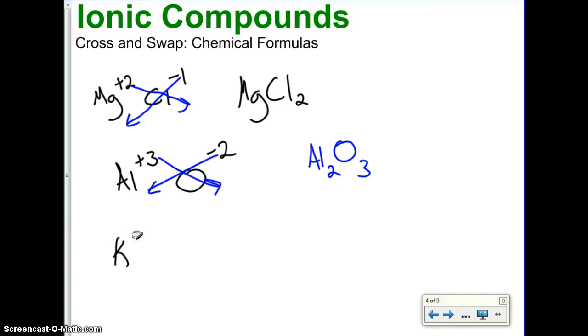So just again to see another one, let's say we have potassium, okay, which is an alkali metal, so +1, and let's say we are combining that with, let's do sulfur, which again is a -2. Actually, let me see if I can get this to work. Instead of sulfur, let's do nitrogen.